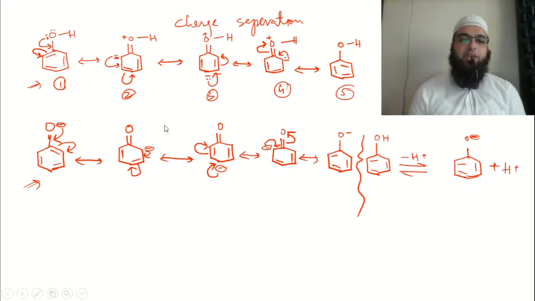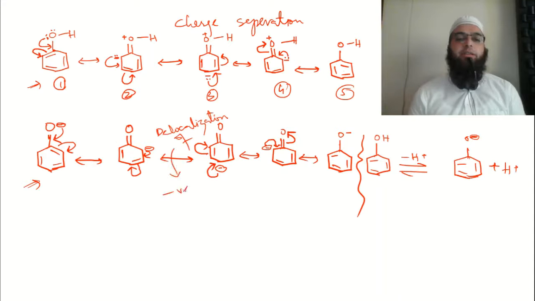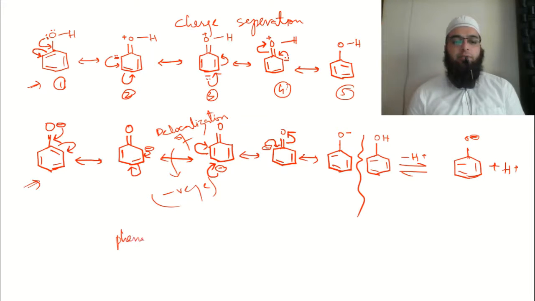So in this case we have delocalization of only the negative charge. So in this case only negative charge is delocalized, and in this case we have charge separation. Thus if we compare the two, then this is less stable as compared to the phenoxide ion. So we can conclude that phenol is less stable than the corresponding phenoxide ion.